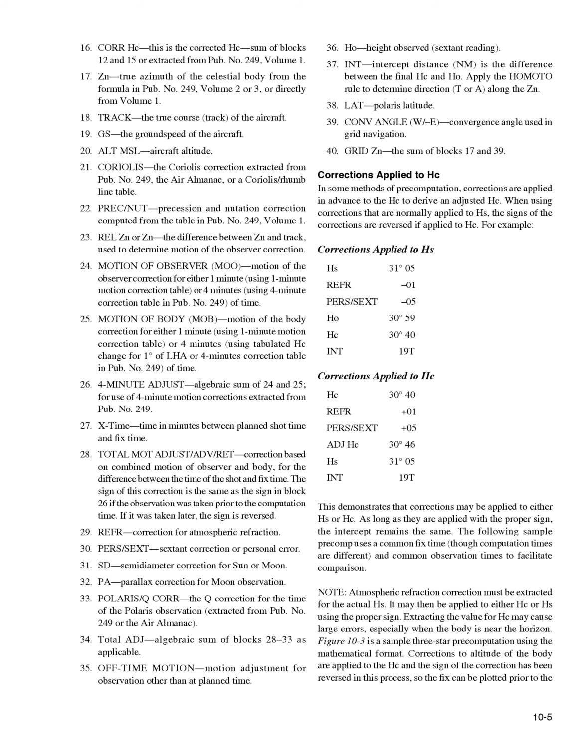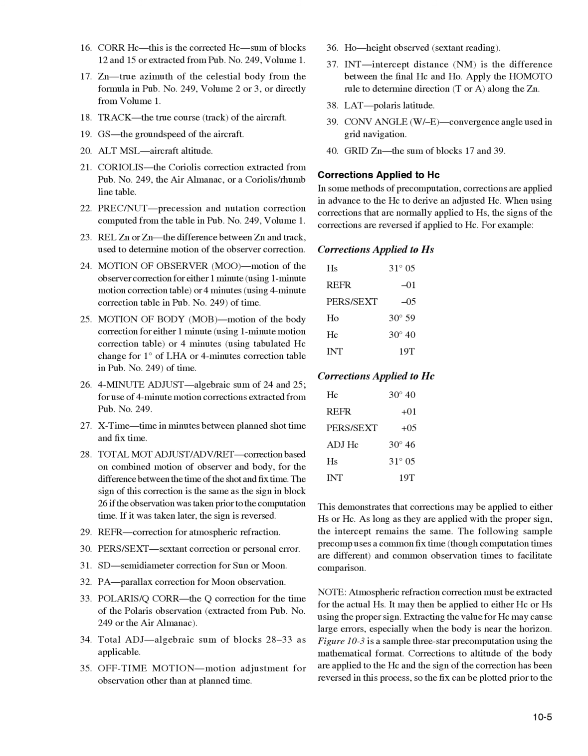29. Refr: correction for atmospheric refraction. 30. Per/Sext: sextant correction or personal error. 31. SD: semi-diameter correction for sun or moon. 32. PA: parallax correction for moon observation. 33. Polaris/Q corr: the Q correction for the time of the Polaris observation, extracted from Pub. No. 249 or the Air Almanac.